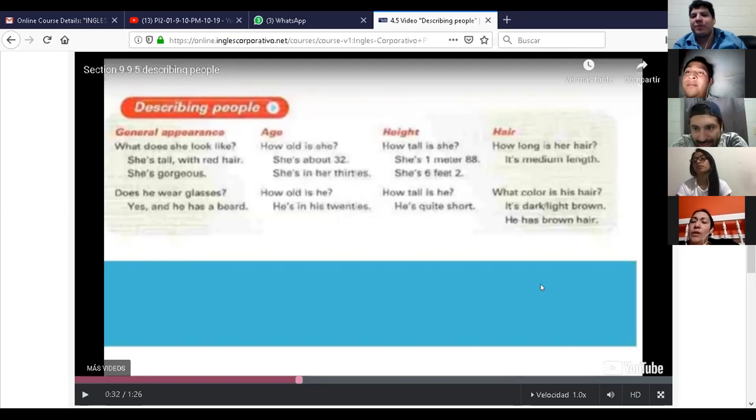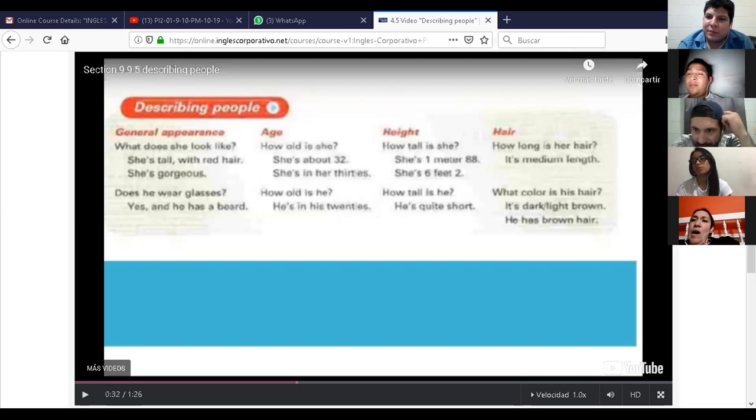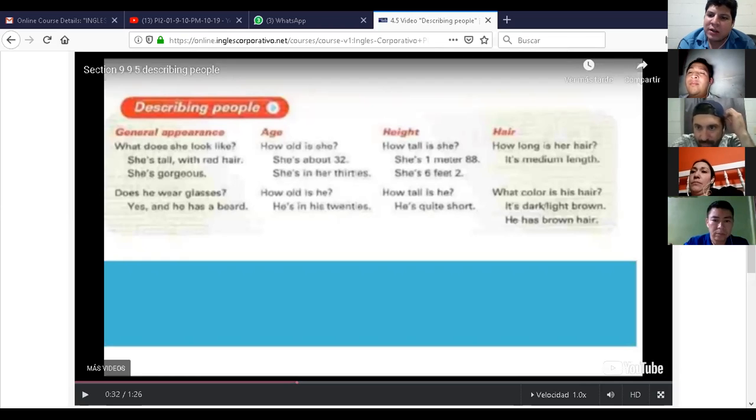How long is her hair? Let me, I think I have something. Can you see this? Her hair. It's medium. So describing hair, we also have these, guys. We also have long. Can you see this? Este es el libro que les decía. Que bajaran. Es totalmente gratuito y les va a ayudar mucho.